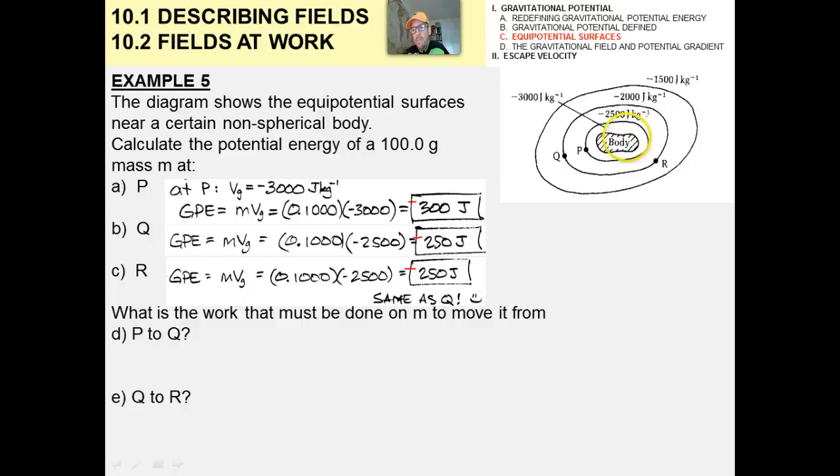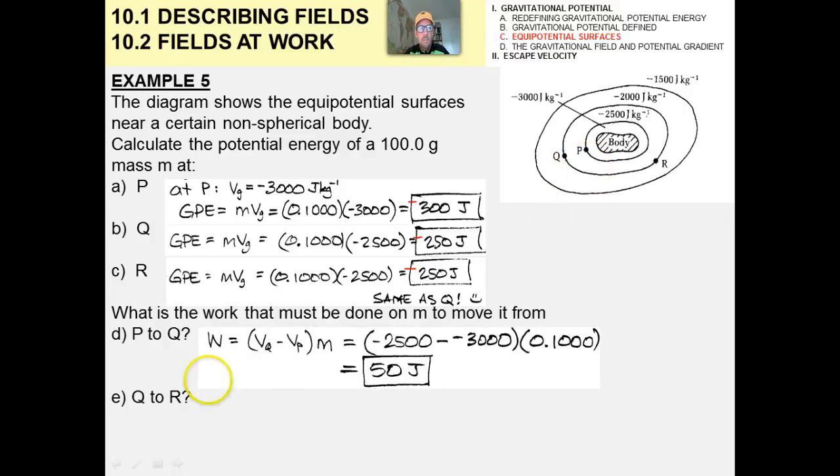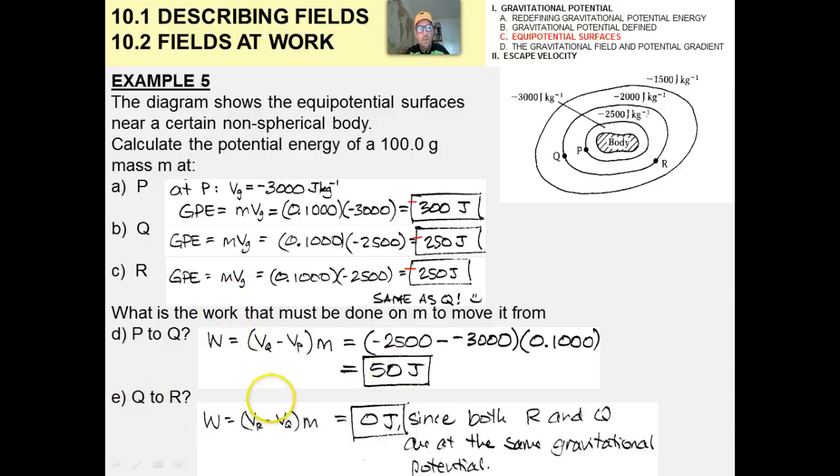So imagine what you can, the way to picture this body, which looks kind of like a potato, okay, is each of these are 1, 2, 3 different spherical shells that are kind of lopsided and shaped like potatoes themselves, and they're all centered around the body, okay? So the work that must be done on M to move it from P to Q is just the change in gravitational potential times that mass, okay? And that's 50 joules. From Q to R, I got 0 joules, of course, because they're on the same gravitational potential surface, okay? Or equipotential surface, okay?